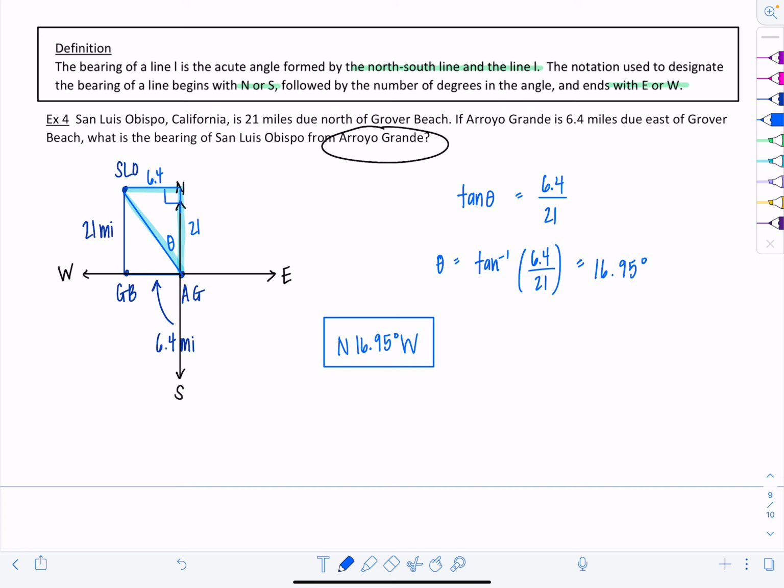Okay. So that concludes the lesson. In fact, that concludes the unit. After this, we're going to dive into chapter 3 and look at reference angles.